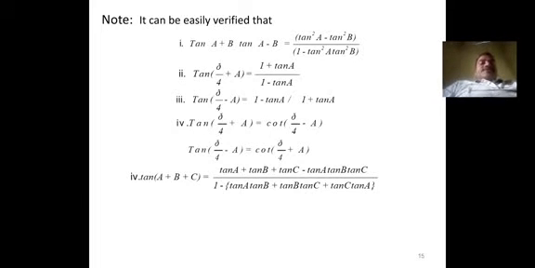Or you can add this one: tan A plus tan B plus tan C minus tan A tan B tan C, by 1 minus tan A tan B minus tan B tan C minus tan C tan A. The proof of this one is, you can write it as tan of (A plus B) as one term plus C as another term. You can apply the tan of A plus B formula as tan A plus tan B by 1 minus tan A tan B, and again apply the same tan of A plus B formula, and then simplify, you can get this one.